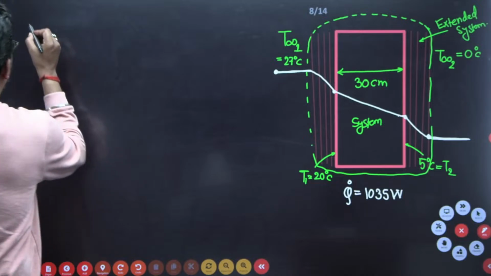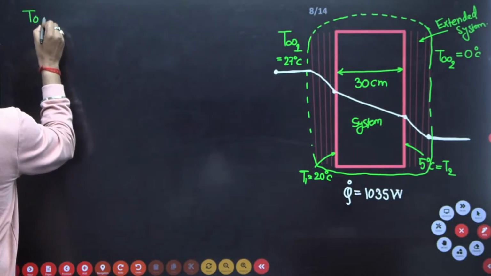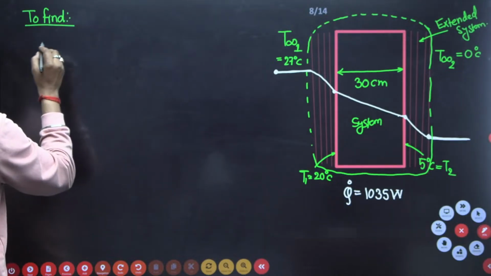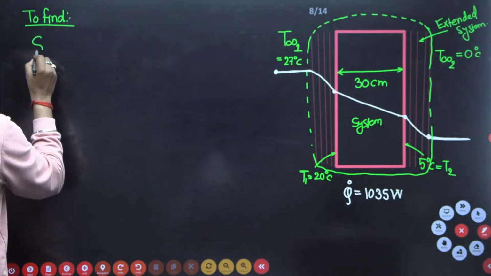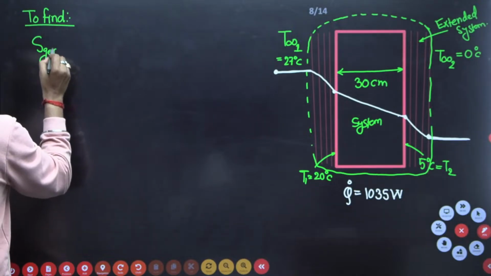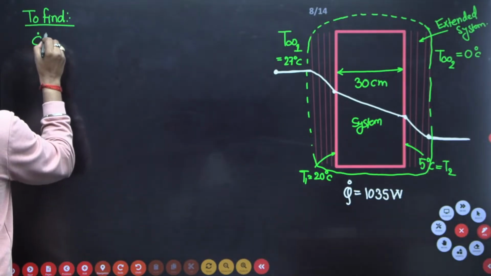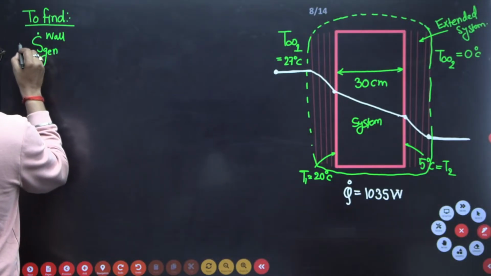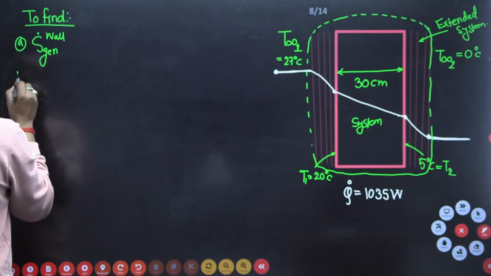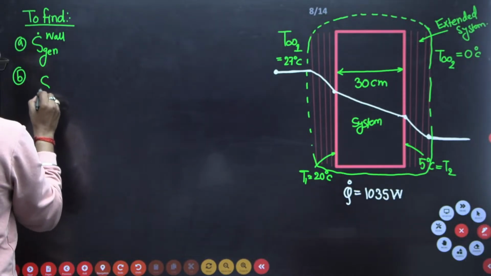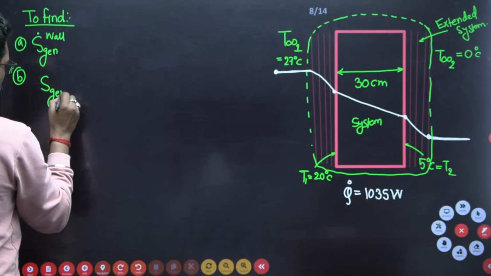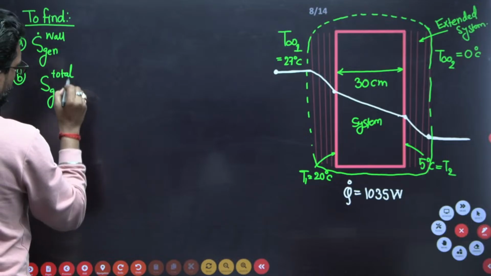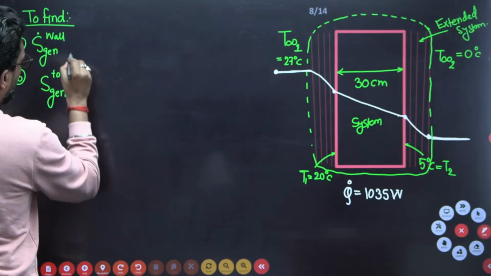So what do you have to find? To find, number A, the entropy generation of the wall, and number B, the total entropy generation due to heat transfer. Okay.